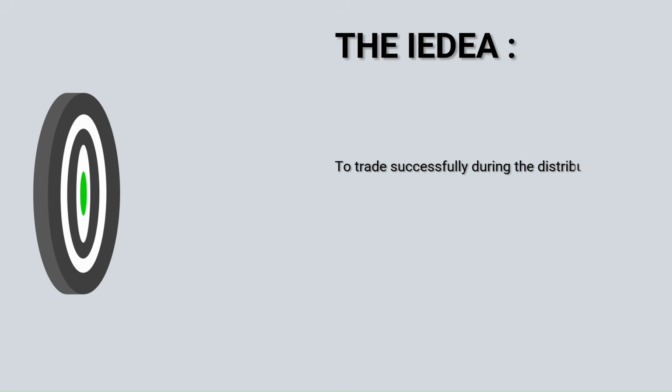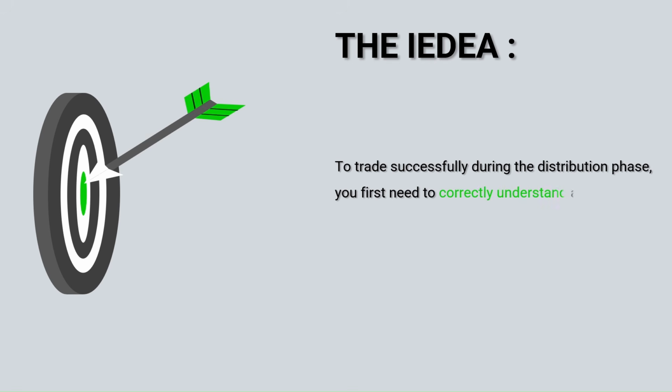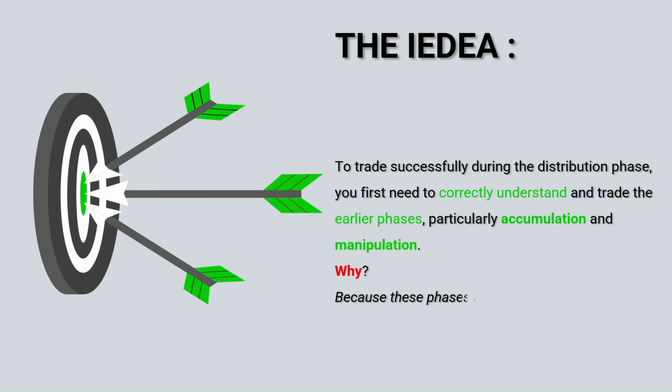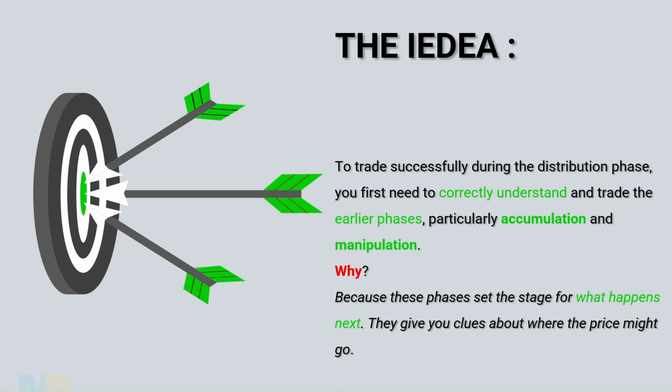Now, here's an important idea. To trade successfully during the distribution phase, you first need to correctly understand and trade the earlier phases, particularly accumulation and manipulation. Why? Because these phases set the stage for what happens next. They give you clues about where the price might go.